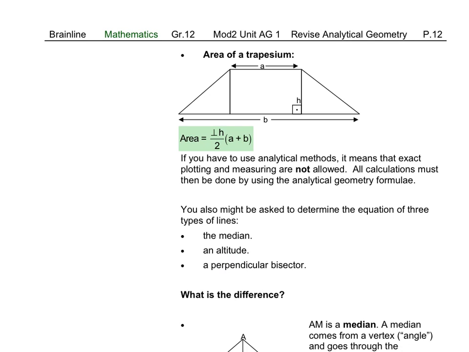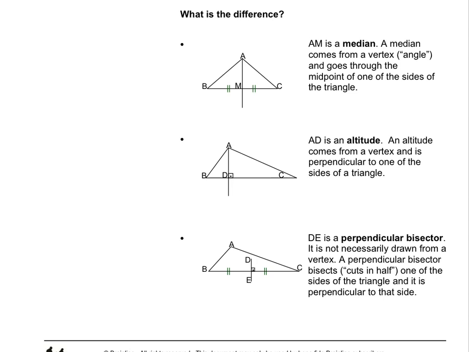Then in analytical geometry, we are often asked to determine the equations of these types of lines: a median, an altitude, or a perpendicular bisector. It is important that you know what each type of line means. If AM is the median, a median comes from a vertex and goes through the midpoint of one of the sides of the triangle. Then if AD is an altitude, it means an altitude comes from a vertex and is perpendicular to one of the sides of the triangle.